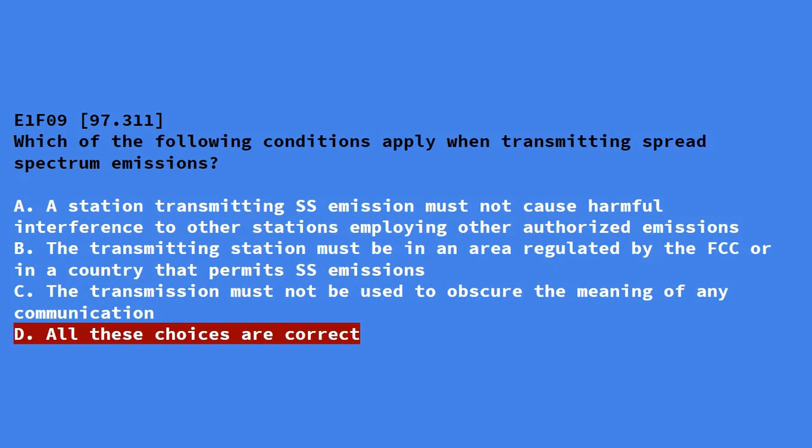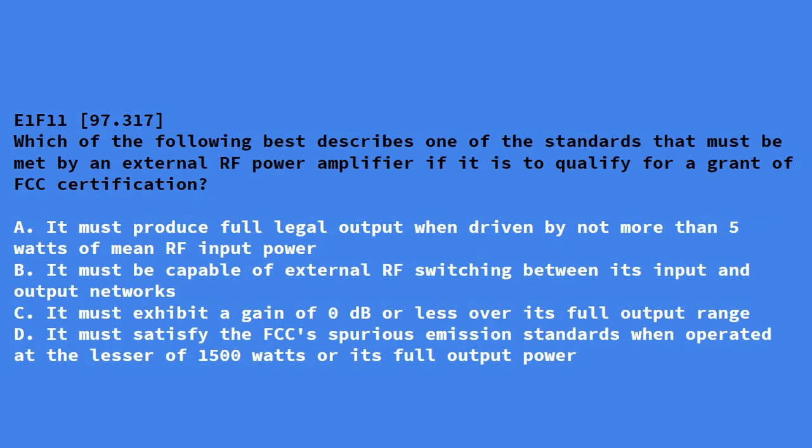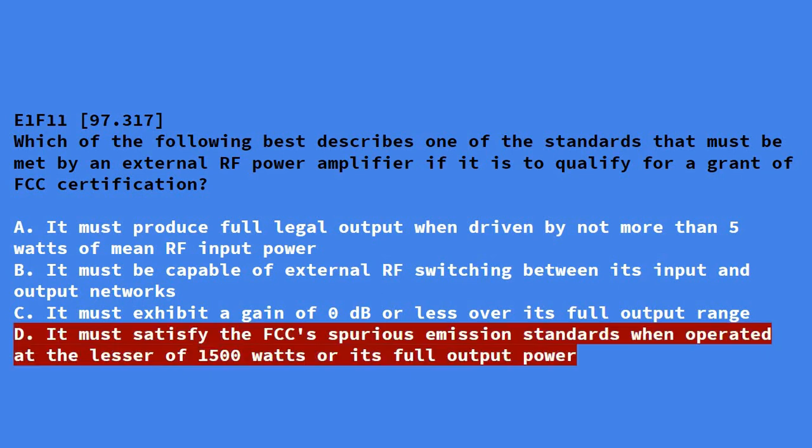I'm not going to read all those. E1F10, who may be the control operator of an auxiliary station? Only technician, general, advanced, or amateur extra class operators. E1F11, which of the following best describes one of the standards that must be met by an external RF amplifier if it is to qualify for a grant for FCC certification? It must satisfy the FCC's spurious emission standards when operated at the lesser of 1500 watts or its full power output.